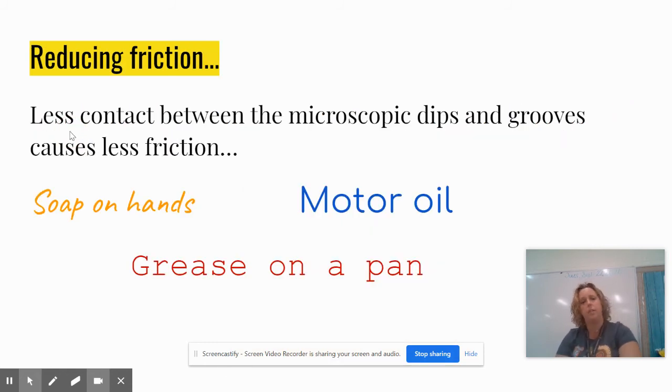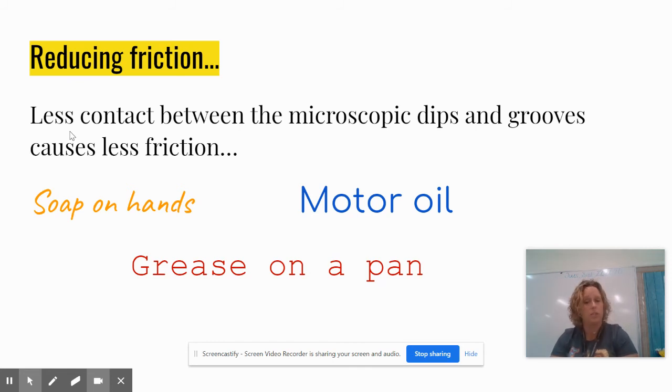Okay, reducing friction, there are ways to do that. Less contact between the microscopic dips and grooves causes less friction. If you take your hands and rub them together like that, you can feel and actually physically hear that friction between your hands. But when you're washing your hands and you put that slippery soap on there and you're rubbing your hands, you're not hearing that and you're not feeling that friction. It's because you have something between your hands, in those dips and grooves of your hand.